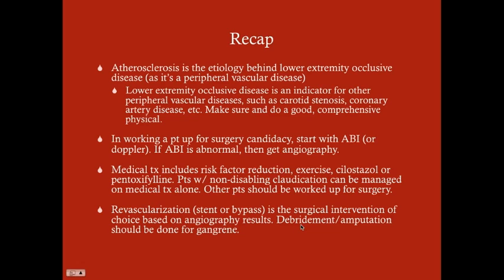And if the patient has gangrene, you need to do debridement and amputation first. You don't do revascularization and then debridement. You got to get that ticking time bomb amputated off of them so that they don't get sepsis or any kind of other infection that could complicate things. So if they have gangrene, you're going to have to amputate first. Then you can go ahead with revascularization. And that is everything.